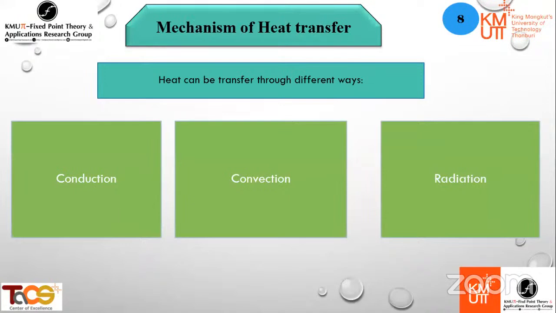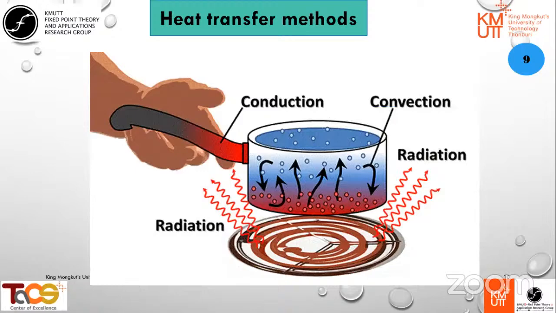Now this is the mechanism of heat transfer, how heat can be transferred in different ways. We have three different ways here: conduction, convection, and radiation. This is the heat transfer method. We can see here conduction, convection, and radiation given with examples. Conduction happens when we touch through a rod or any medium, but convection happens in the fluid due to the particles and their movement, and radiation is a heat transfer method in the form of rays.